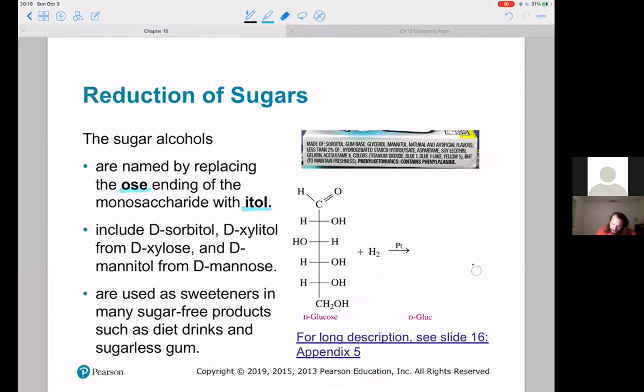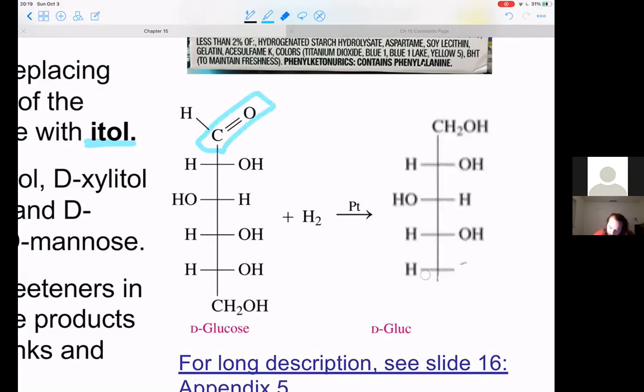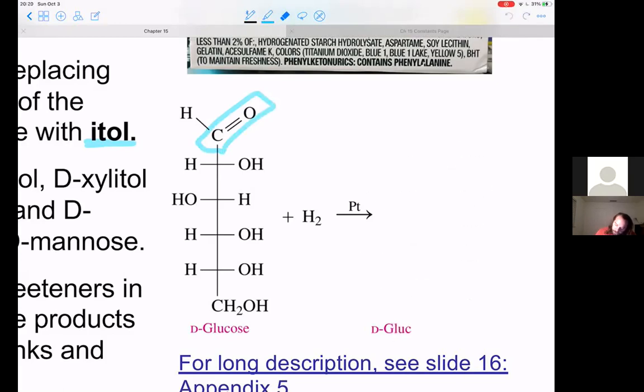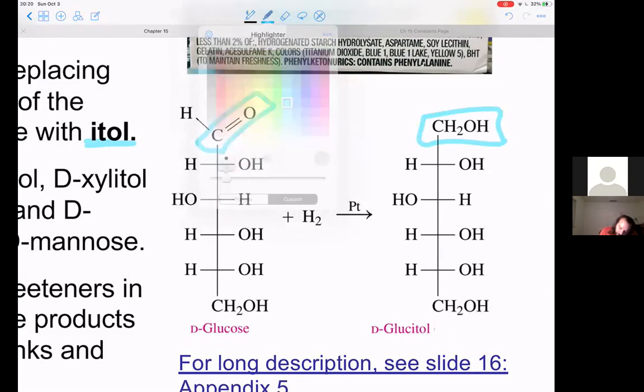All right, and again, what happens when we reduce glucose? Again, focus on this group here. Nothing else is going to change, but that aldehyde group will be reduced to an alcohol. And again, what we're going to learn is replacing that ose ending with itol. I don't want to focus on the common names. All right, so here's the change in functional group that we see from aldehyde to alcohol, and here's the change in nomenclature that we see going from ose to itol.